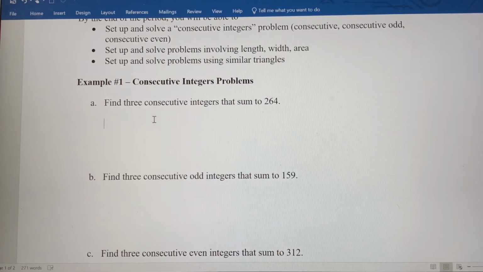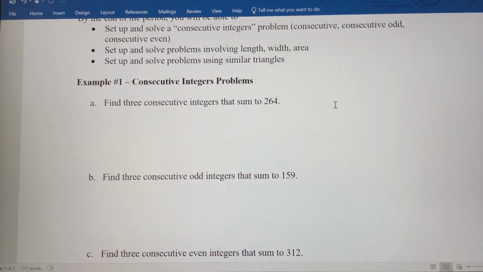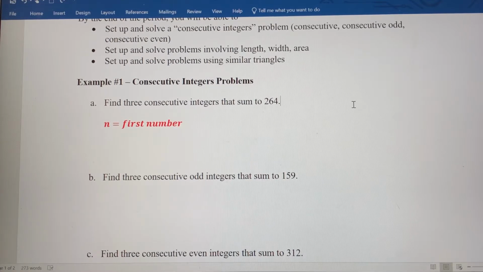In the first one, we're going to find 3 consecutive integers that sum to 264. So the first thing we want to do, we're going to call our first number n. So the number that follows n would be 1 bigger than n, so we're going to call that n plus 1. So the first number is n. The second number is 1 bigger than that, so n plus 1. The third number would be 1 bigger than the second number, or n plus 2.